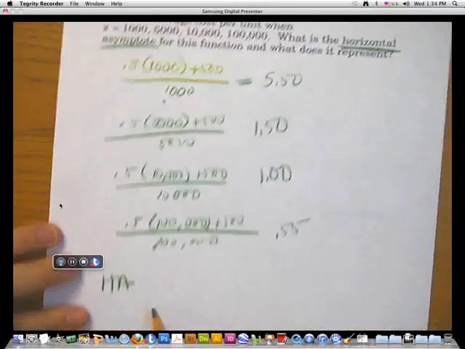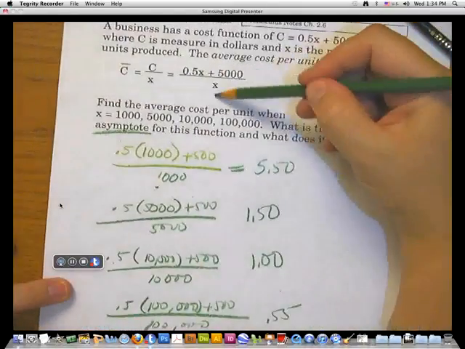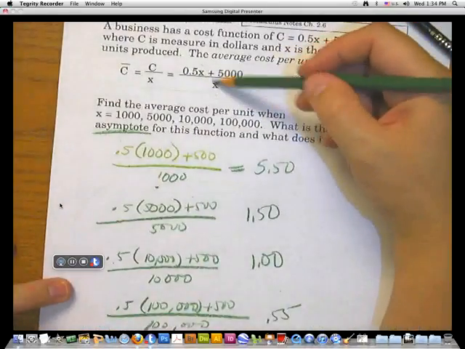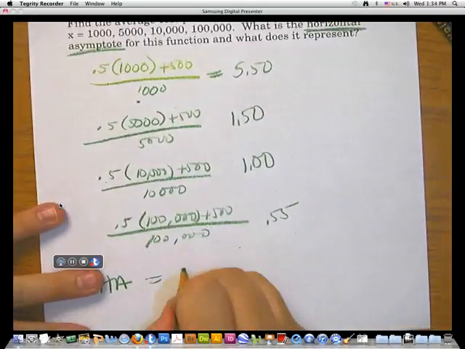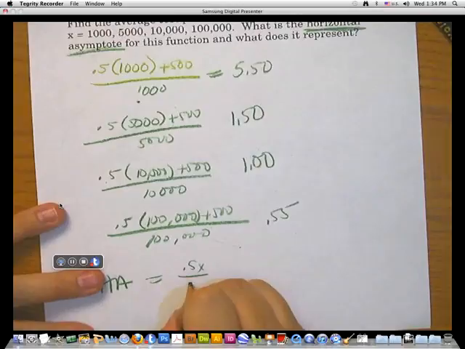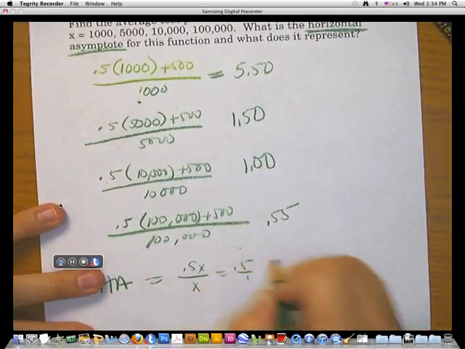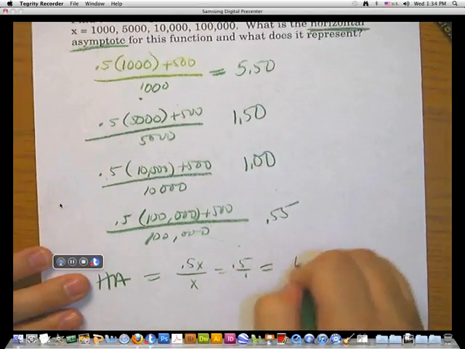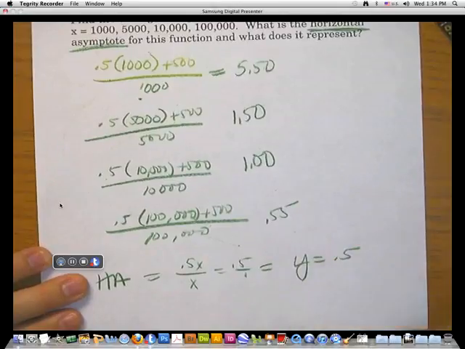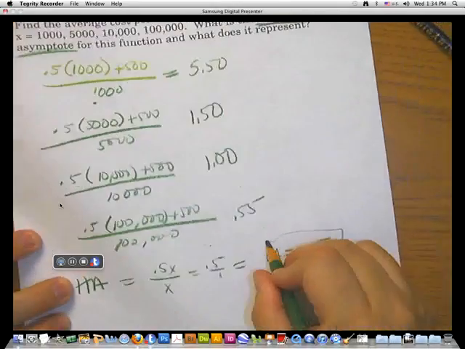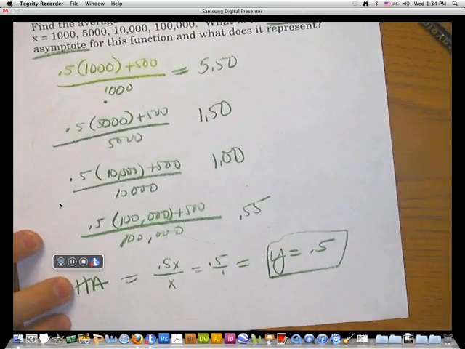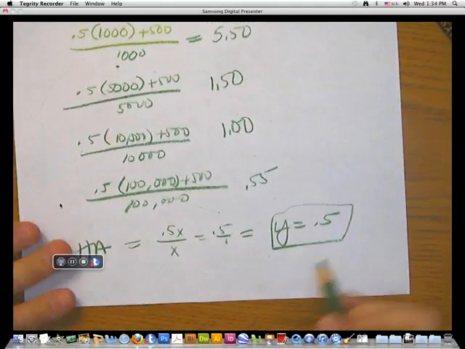Part B, what is the horizontal asymptote? Well, that's based on the degree of the function, and the degrees are equal. So 0.5 over x is 0.5 over 1, which is y is 0.5. And again, asymptotes are lines, so they always need to be in line format. Don't just say the horizontal asymptote is 0.5. The horizontal asymptote is y equals 0.5.